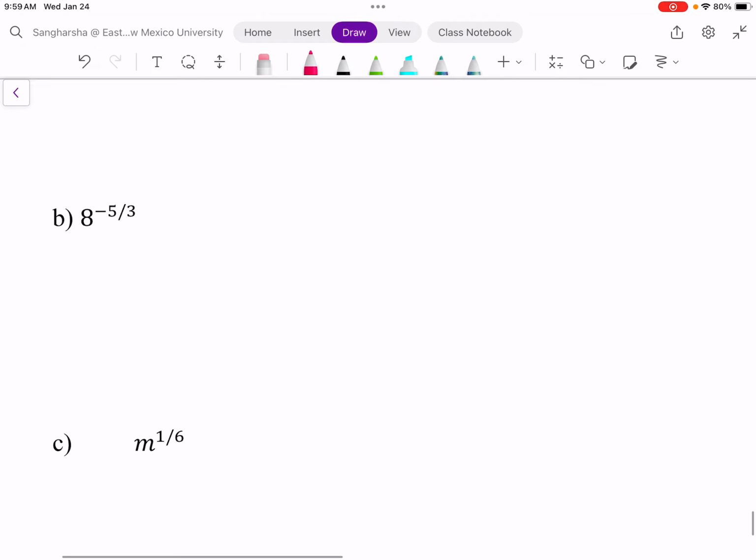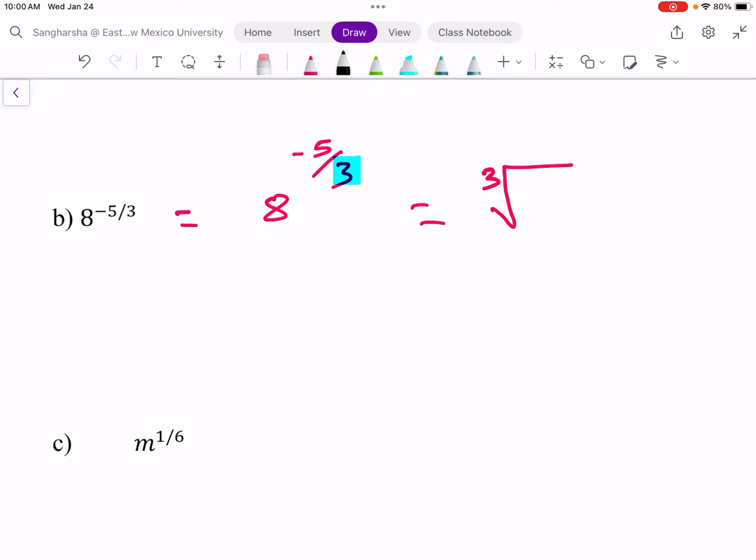Next here we have 8 to the power negative 5 over 3. Let me rewrite this as 8 to the power negative 5 over 3. We are writing using a radical sign, so we're going to have a radical sign. Now what is the index? The denominator of the exponent. This is the denominator, so this is your index, and the remaining is your radicand. This remaining 8 to the power negative 5 is the radicand.